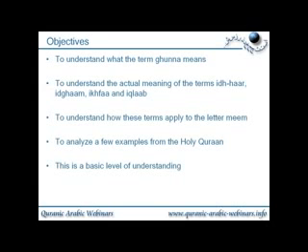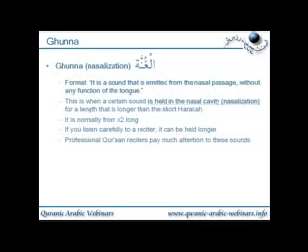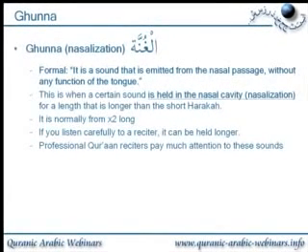If you need to go into more detail, you can go online to one of the Tajweed academies. So this is a basic, very elementary introduction to these terms. So Ghunna. Here we have it in Arabic as al-Ghunna, and in English we call this nasalization. The formal definition is that it is a sound that is emitted from the nasal passage without any function of the tongue. This is when a certain sound is held in the nasal cavity, so that's why we call it nasalization, for a length that is longer than the short haraka.